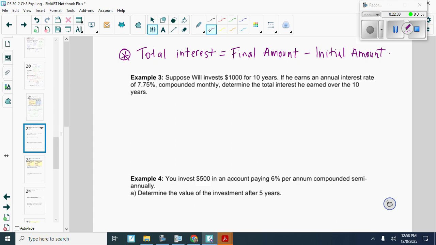Okay, so if we actually wanted to pull out how much interest was earned, we're going to put everything into the formula like we have been doing. Solve for it. We're going to find out our final amount. We're going to subtract off the initial amount, which is $1,000, and then that will tell us how much interest we made over the 10 years.